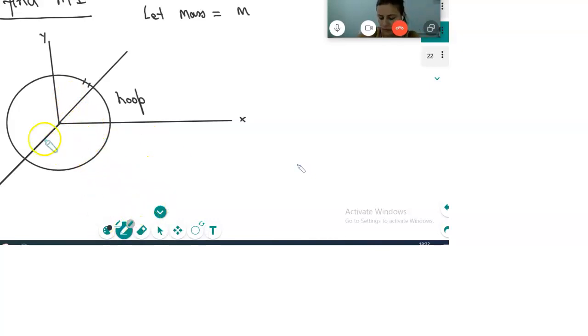See, M divided by 2πR, that is the mass per unit length. Is it clear? Mass per unit length, M divided by 2πR.